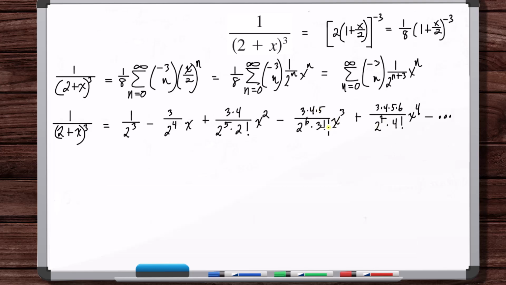Okay, and now we can look at, so these cancel, and you're left with what? 2. Okay, now the 4 factorial cancels with the 3 and 4, and you're left with 2. And then the next term would be 2 to the 8th times 5 factorial, 3 times 4 times 5 times 6 times 7, x to the 5th. These cancel, and you're left with just 2 to the 5th times, exactly, okay.